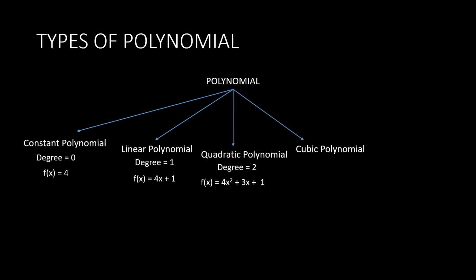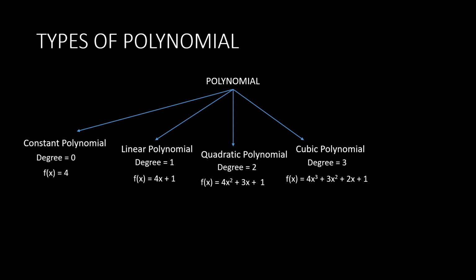The next one is a cubic polynomial. The cubic polynomial is a polynomial with a degree 3. For example, f of x equals 4x cubed plus 3x squared plus 2x plus 1. In this polynomial, we see that there are four terms in it: 4x cubed, 3x squared, 2x, and 1.